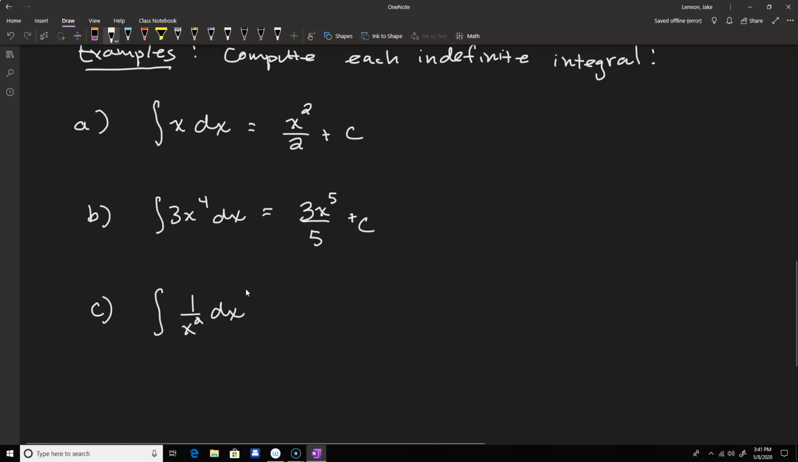Now this doesn't look like our other examples, but we can in fact write 1 over x squared as x to a power, right? 1 over x squared is the same as x to the negative 2. So if we rewrote 1 over x squared as x to the negative 2, then we could use the same trick. So what we'd want to do is add 1 to the power. So negative 2 plus 1 is negative 1. So we get x to the negative 1, and then we divide by negative 1. And then add our constant. And remember, division by negative 1 is the same as multiplying by negative 1, and x to the negative 1 is just 1 over x, so we could actually write this as minus 1 over x plus C, and that would be our final answer there.